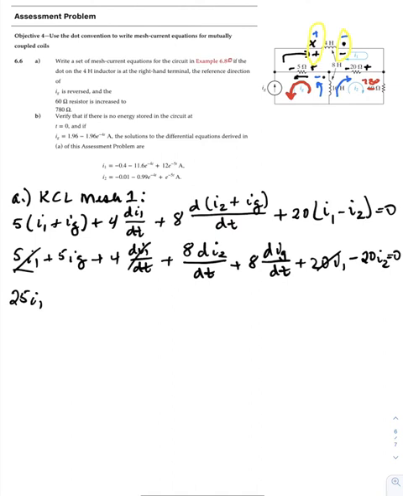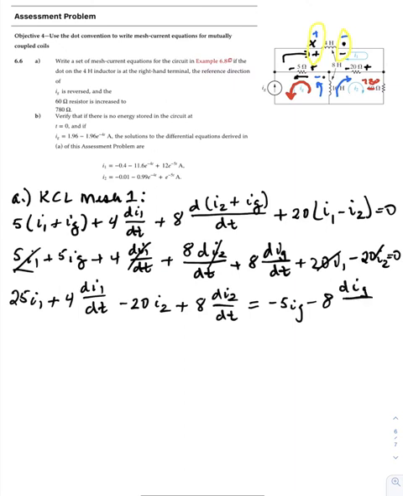And let's put these together, plus 4 di1 over dt minus 20 I sub 2 plus 8 di sub 2 over dt. And let's put I sub g on the right side, so that would be minus 5 I sub g minus 8 di sub g over dt.